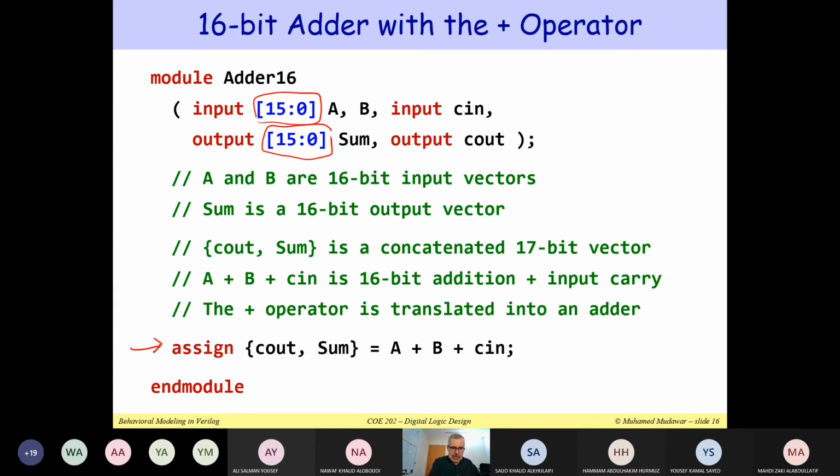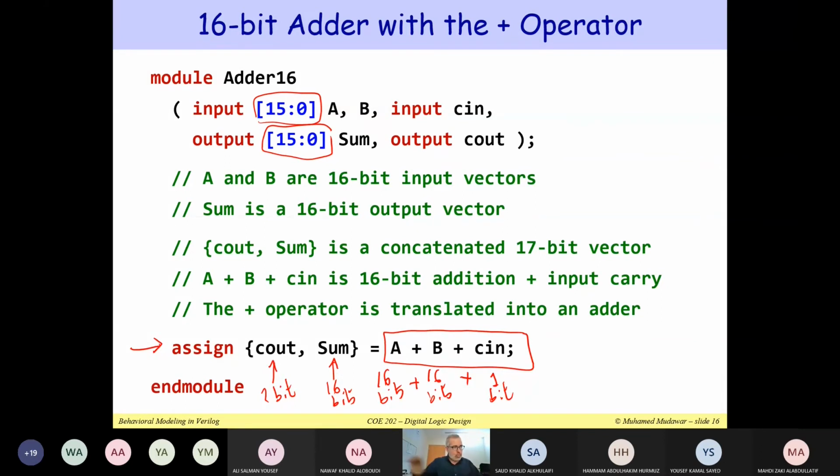So we are saying in one continuous assignment that C out and sum is A plus B plus C in. We are using the plus operator. That's addition. So we're adding A, which is a 16-bit vector. So this is 16 bits here. This is plus 16 bits plus 1 bit. This will produce 17 bits. The sum will be 16 bits. So notice that sum has the lower 16 bits, and C out is 1 bit.